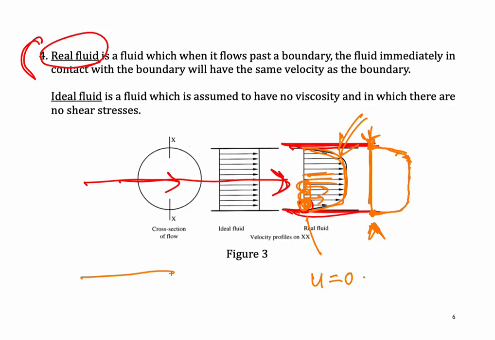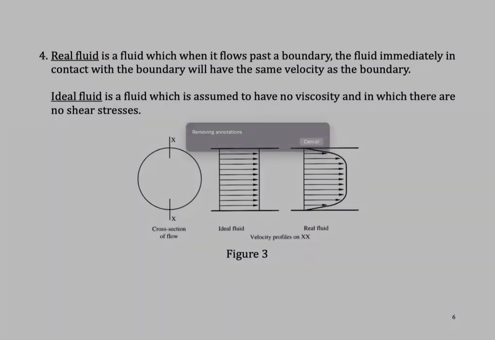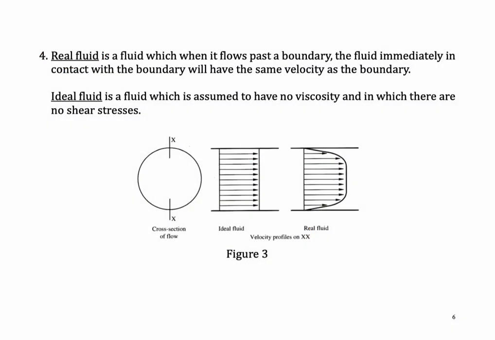If the diameter of the pipe is small, the velocity distribution maybe looks like this, where the middle point here is the maximum velocity. This is the real fluid, because in a real fluid the phenomenon of no slip condition occurs. No slip condition occurs because of the viscosity effect.